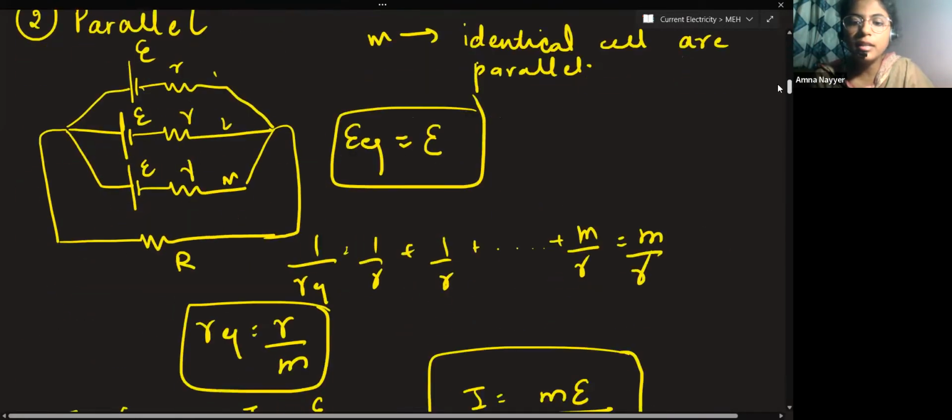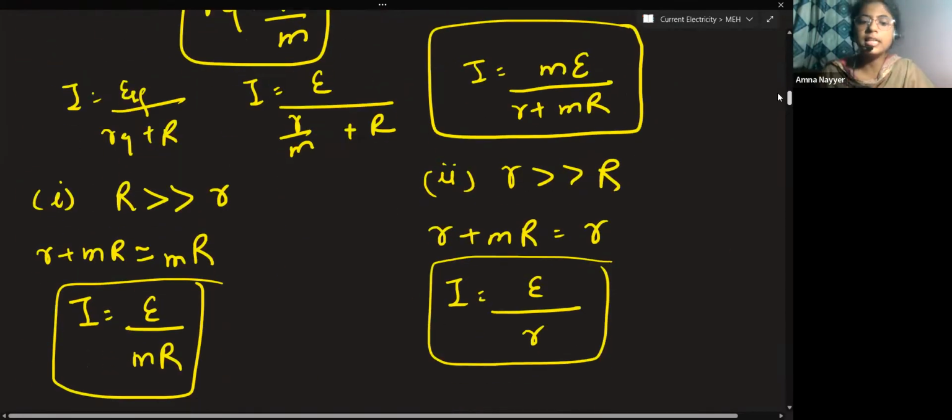If your internal resistor is greater, see, E by R is greater than E divided by MR. This is in the denominator. So we choose this parallel combination to get maximum current.